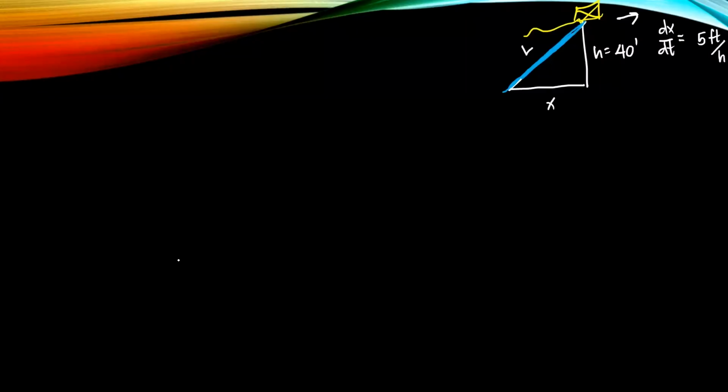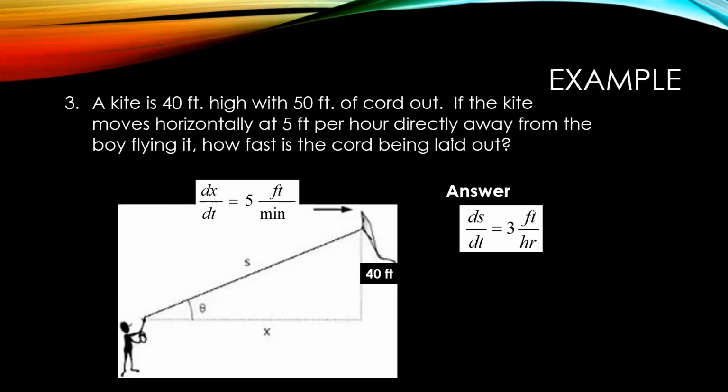As it moves horizontally, what happens to the distance away from the boy? Is it increasing or decreasing distance? Increasing. So since it's increasing, this one is positive distance. Okay? So, looking at this, what's being asked? How fast is the cord being laid out?